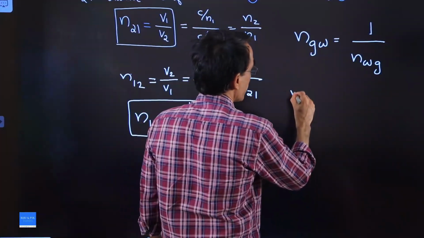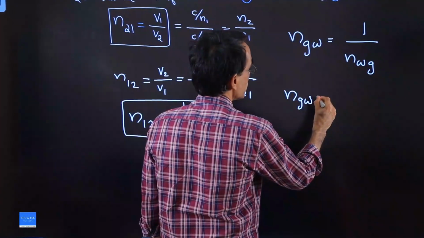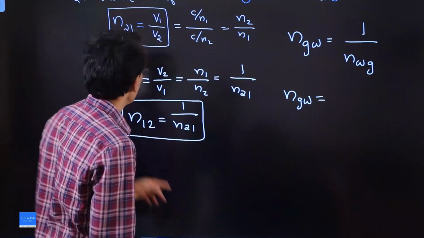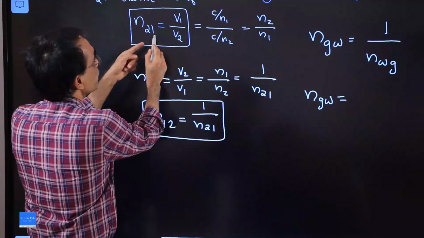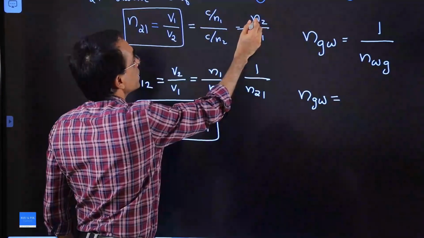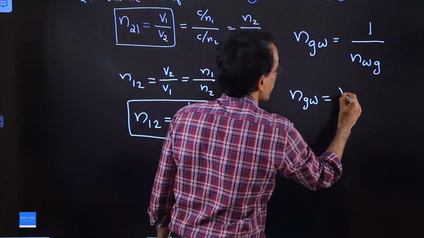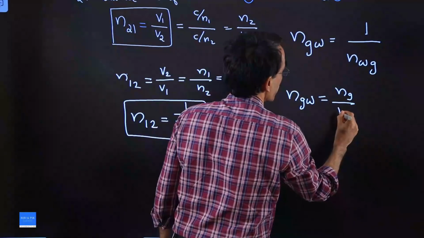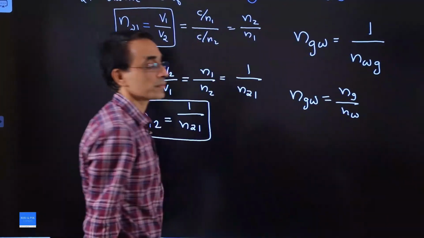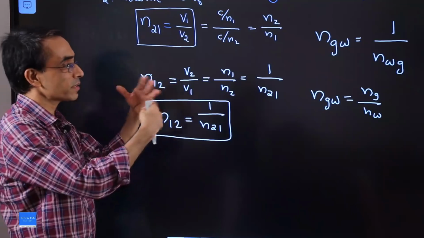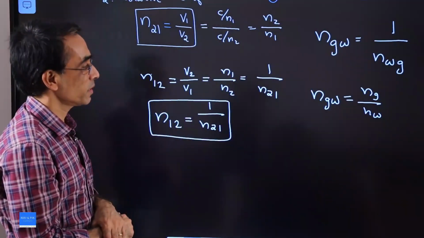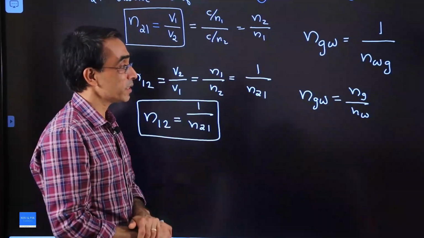How to calculate N_GW? You follow this equation: N_GW equals N_G by N_W, that is, N glass by N water. You can just manipulate them like this. Now, what is the actual value of N_G and N_W?